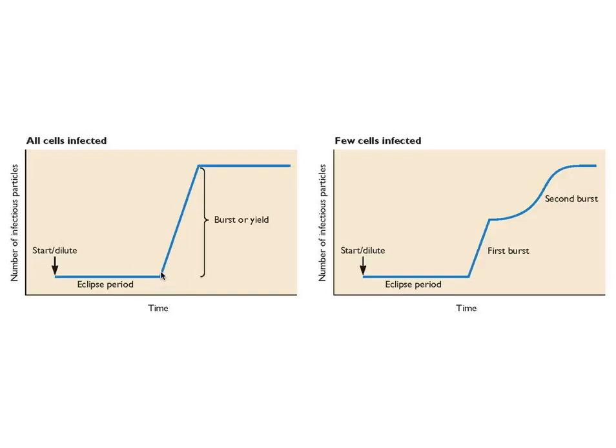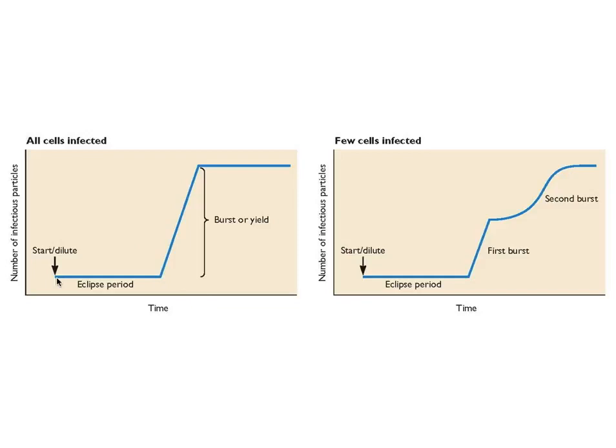And then the number of infectious particles would begin to rise. They rose rather quickly and plateaued. He called that the burst or yield. He called it burst because it happened very quickly in bacteriophages, and it's a term that has stuck, even though for many viruses the burst period is much longer.